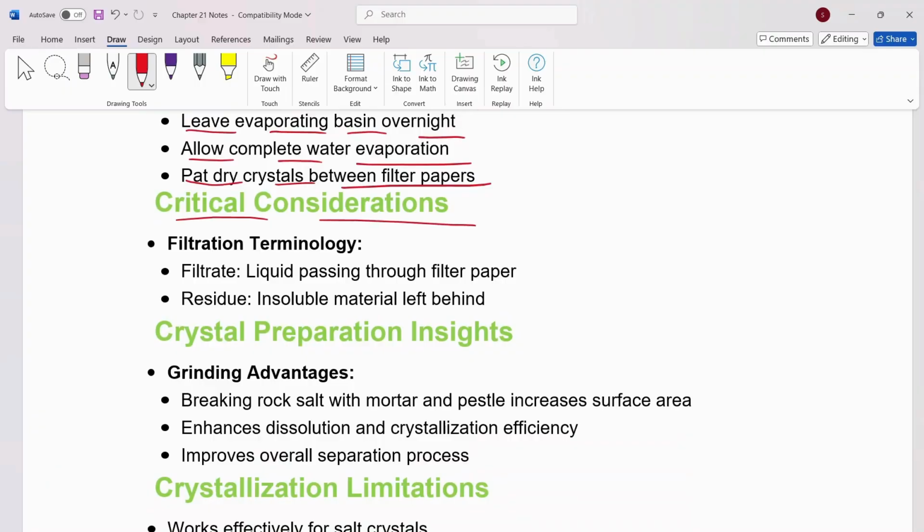Some critical consideration here is filtration. Terminology: filtrate is the liquid passing through filter paper. Important: residue is the insoluble material left behind, also very important.